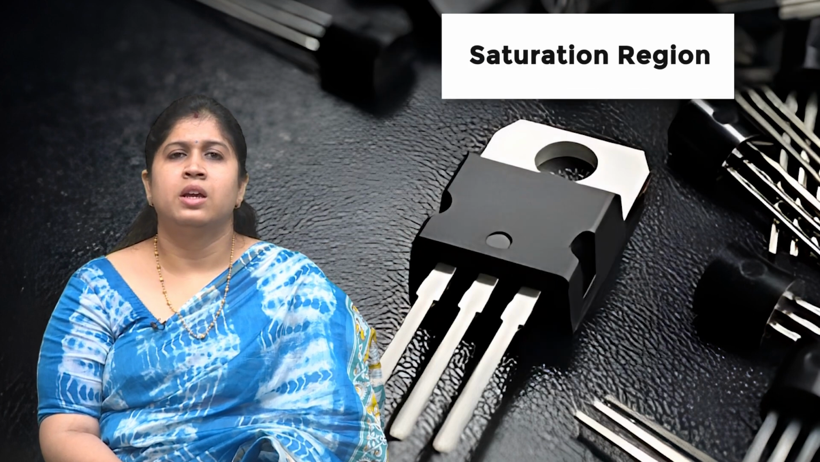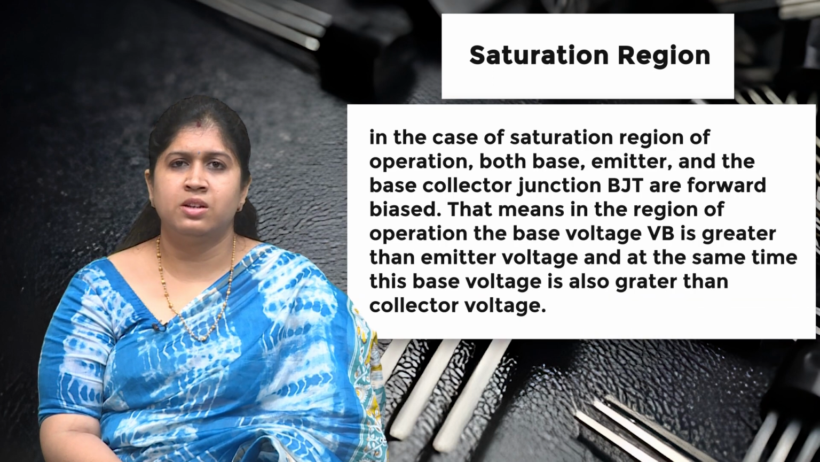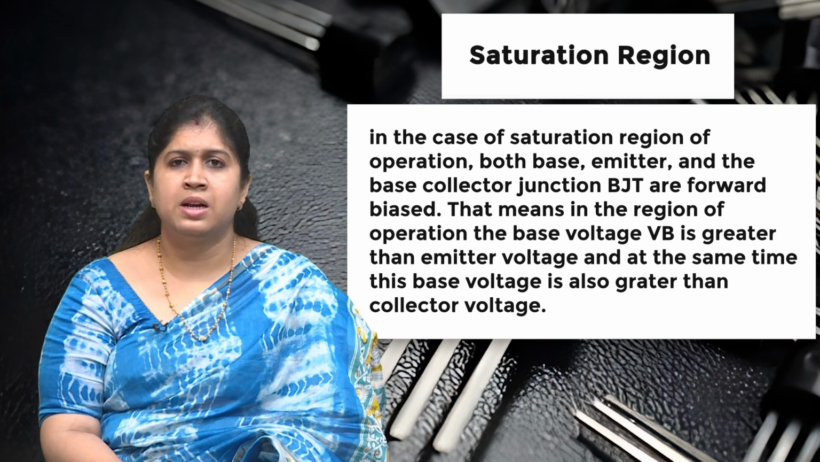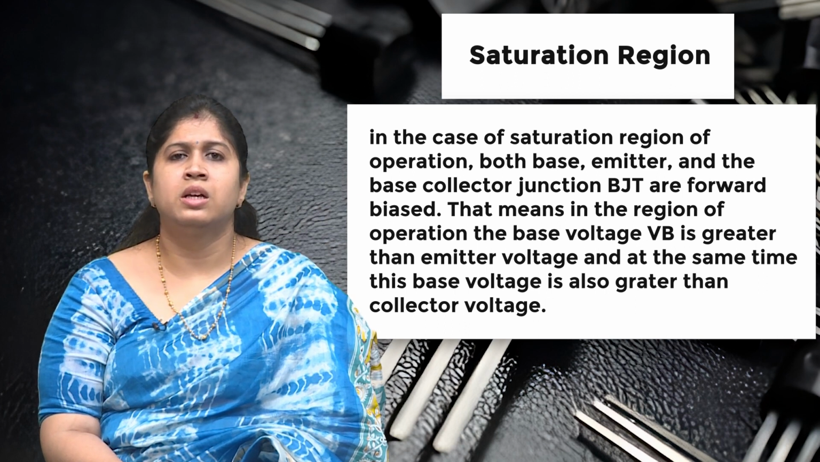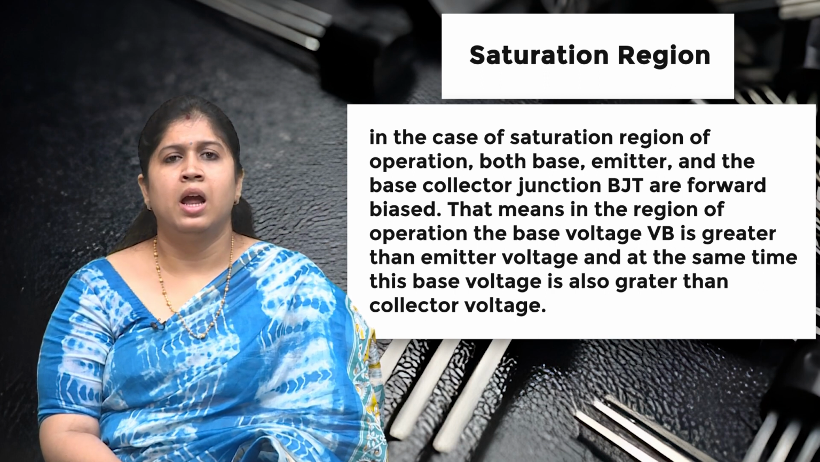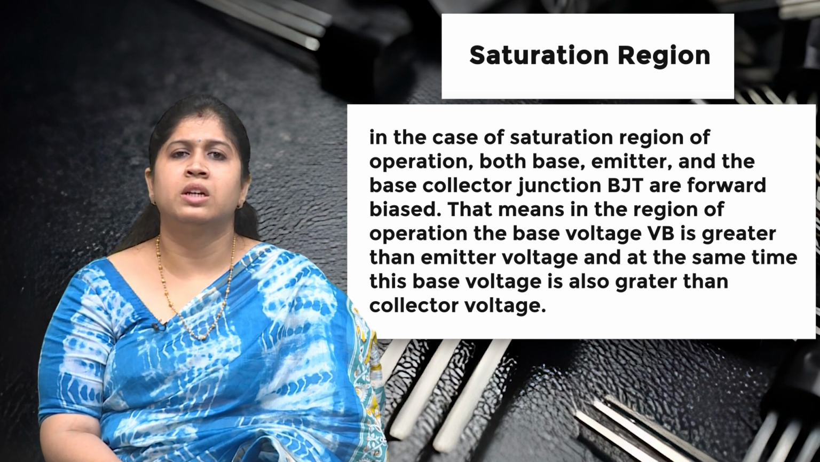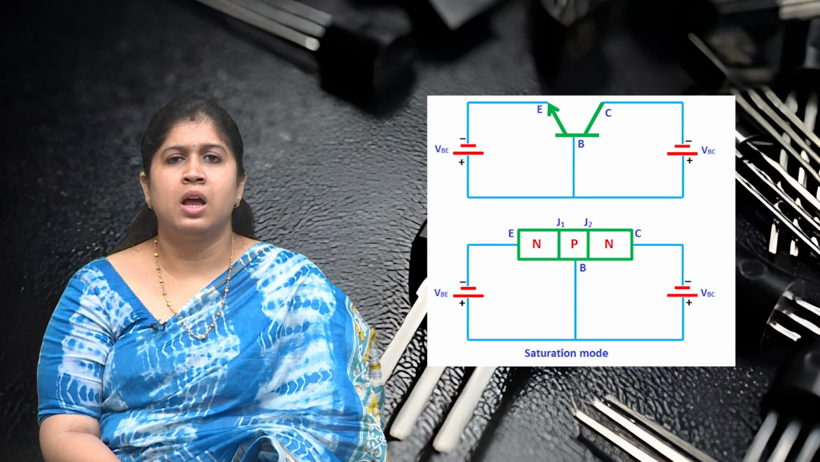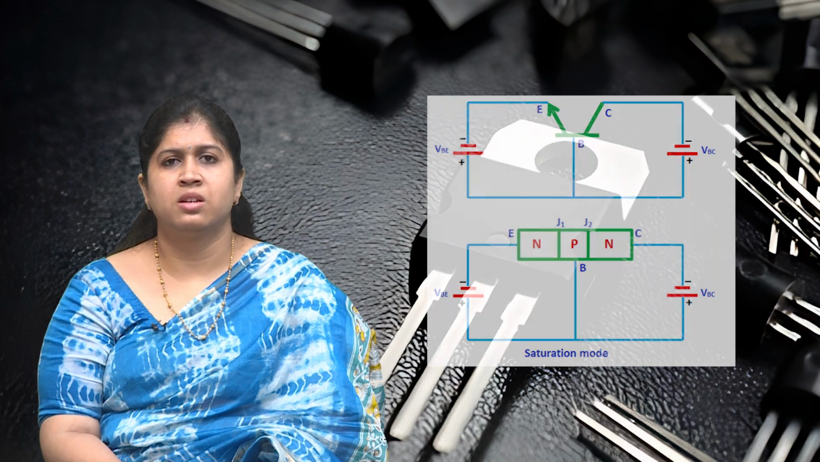Saturation region. In the saturation region of operation, both the base-emitter and the base-collector junctions of the BJT are forward biased. That means in this region of operation, the base voltage VB is greater than the emitter voltage, and at the same time the base voltage is also greater than the collector voltage. This figure shows the NPN saturation region.